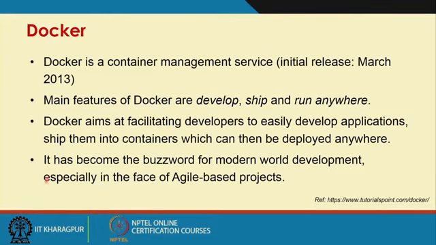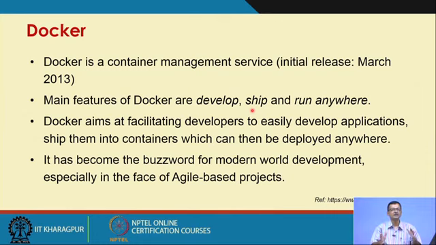If you look at Docker, the initial release was in March 2013. It is a container management service, right. The main feature of Docker is develop, ship, run anywhere. These are the key words: develop, ship it, and run anywhere. Irrespective of where it is, it should be able to run. This is the basic philosophy of Docker, which tells everything: you develop once, ship to any environment, and run.